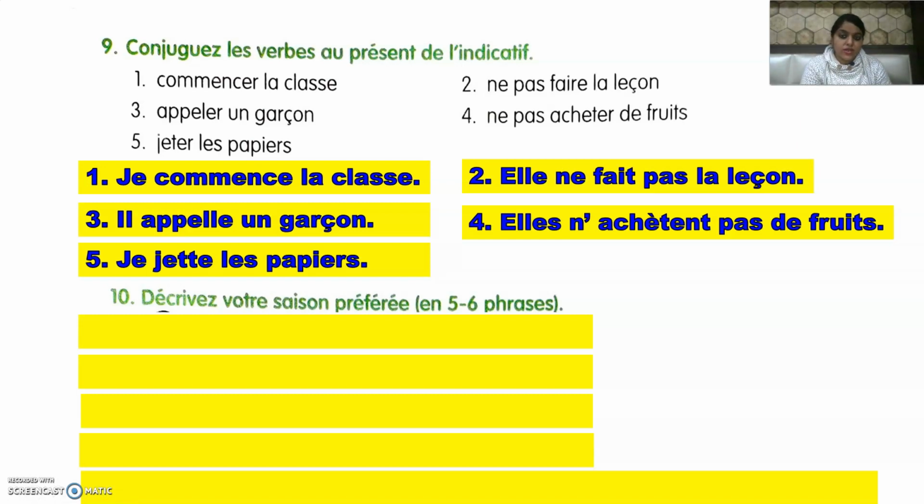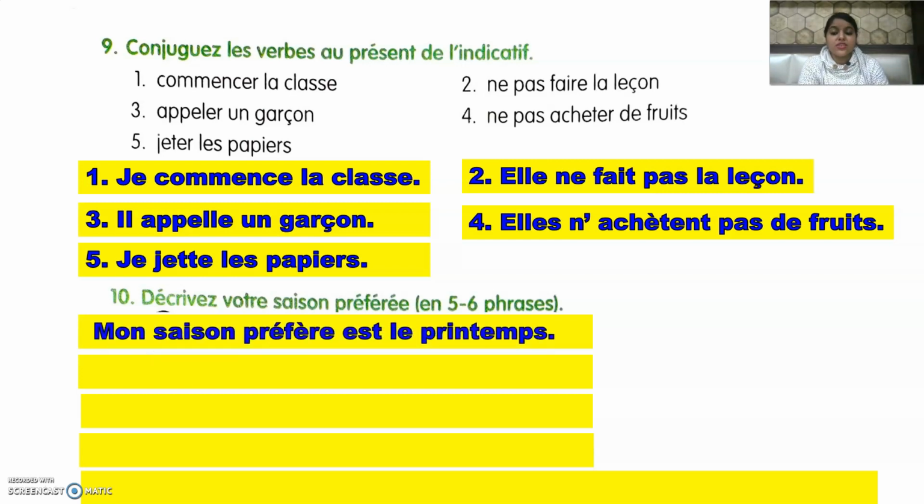You can make your own answers or you can just copy the same. Now let's move to the 10th exercise. The 10th exercise says, décrivez votre saison préférée en 5 ou 6 phrases. So, you have to describe your favorite season in 5 to 6 sentences. So, I wrote, mon saison préférée est le printemps. That means my preferred or my favorite season is spring.